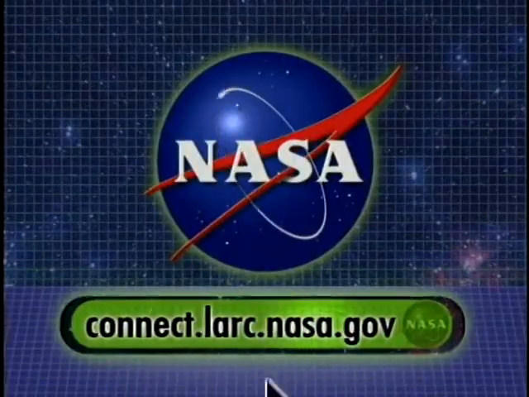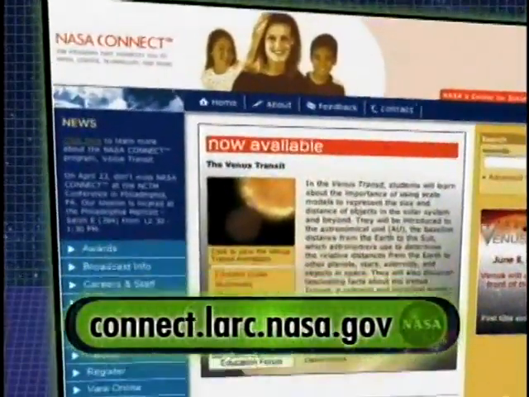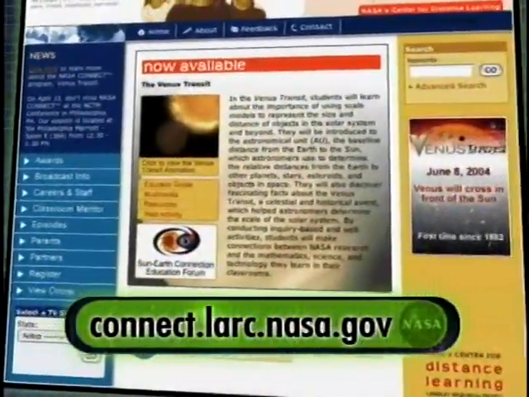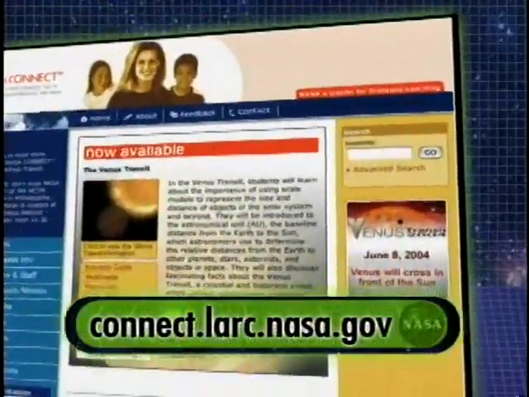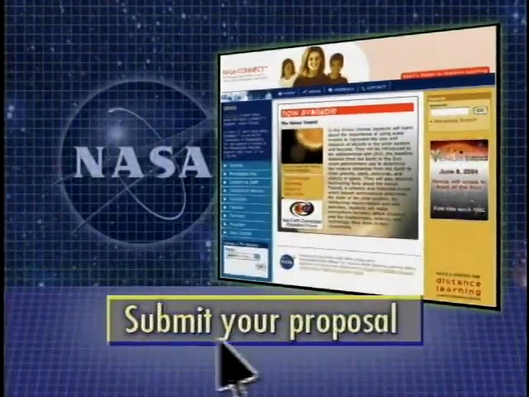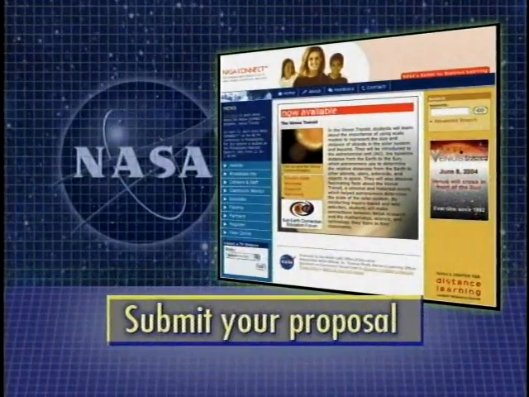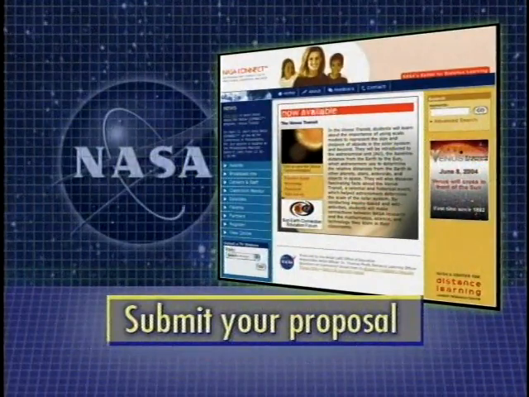Detailed instructions and tips on how to make your proposal can be located at the NASA Connect website. From the website, we encourage you to submit your proposal. Your proposal will be seen by millions of students across the country. We look forward to your submittals.